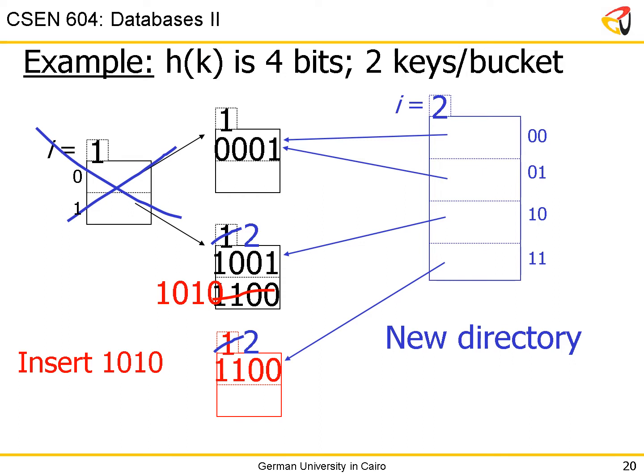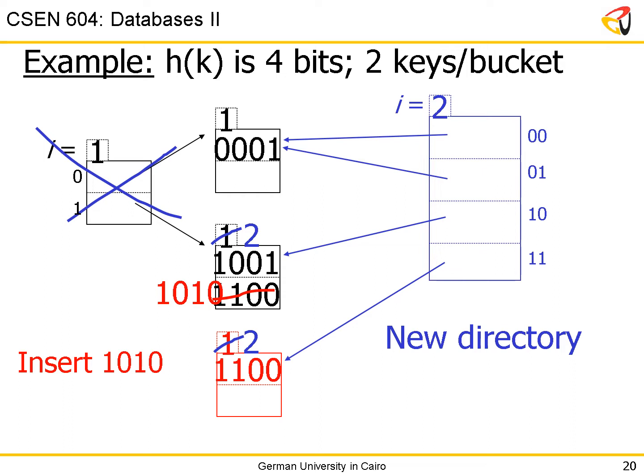I looked at the leftmost bits and I grouped the ones that are similar, which is 1, 0, 0, 1 and 1, 0, 1, 0 together, so that I can point to them from the directory from the cell that is labeled 1, 0, because both of them start with 1, 0 to the left.